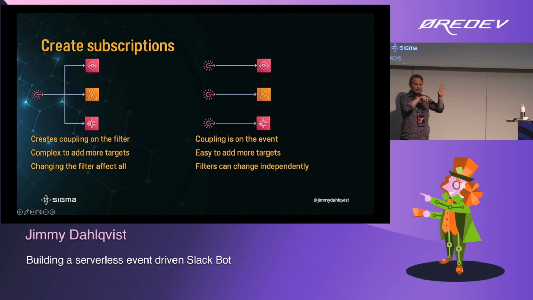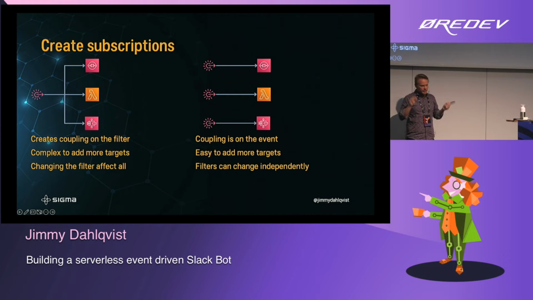It will be very complex to add more targets, because what happens if you reach the 5? Now I need to create a new rule and start adding targets to that, and I need to keep in mind that I have a new rule. And what if I remove one target? It will become a mess. And if you change the filter on the event, you change it for all of the targets.